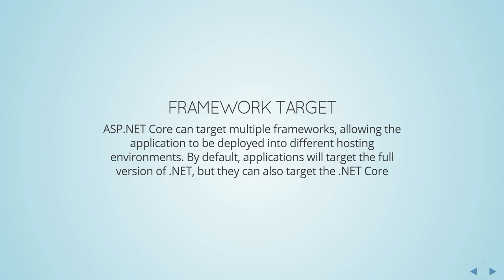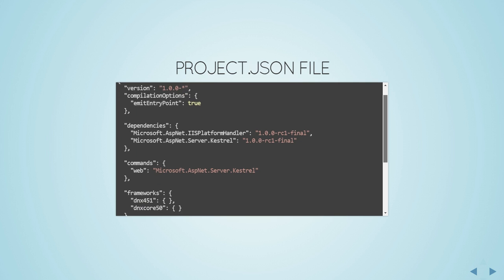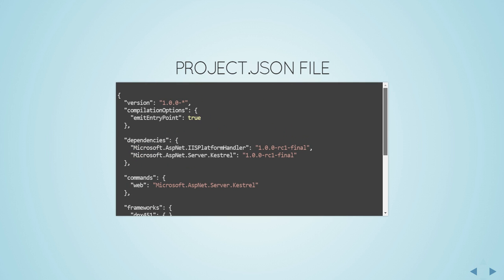So the framework target we saw, we have DNX 4.5.1, DNX 5.0, and we also saw .NET app. We will get to the details of each of these as we go along. In the project.json file, we already saw that we have the dependencies, the frameworks, and commands. All these details are there. Many other things are self-explanatory, like the version of our application and stuff like that. And we also have compiler options where you can say debug or emitEntryPoint to true.